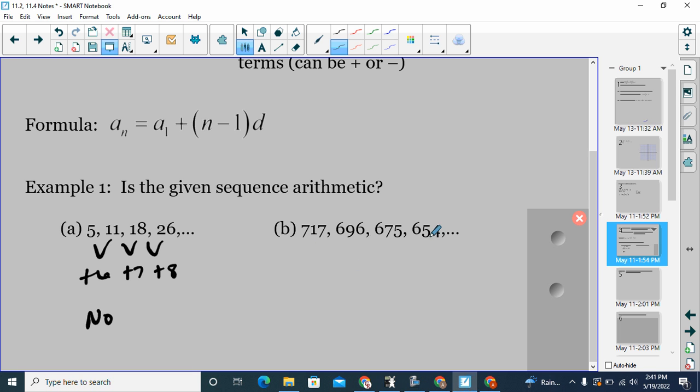This one, notice my terms are going down. 717 minus 21 gives me 696, minus 21 gives me 675, minus 21 gives me 654. So yes, this is an arithmetic sequence. Our common difference is negative 21.